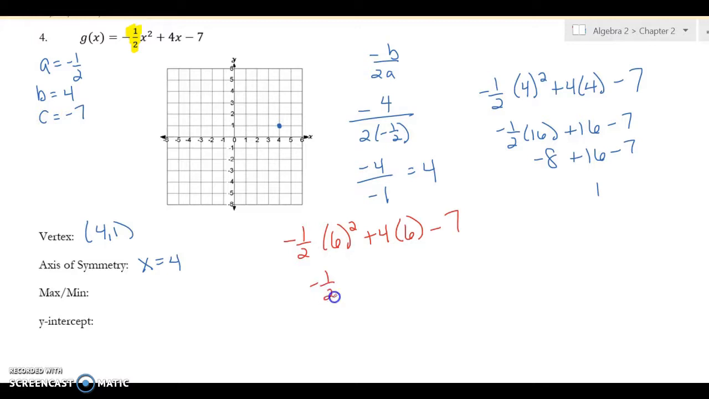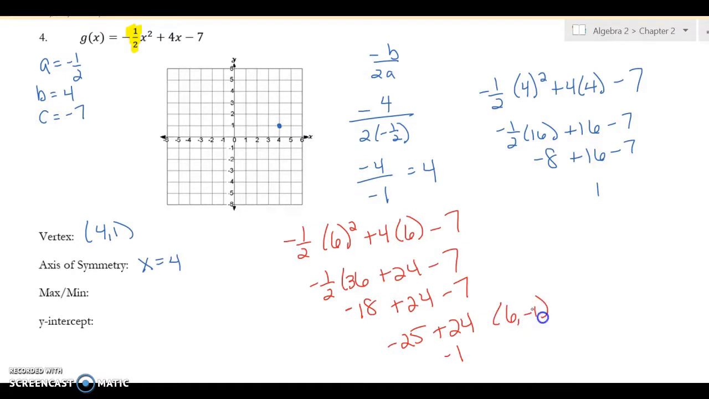6 squared is 36. And so that's negative 18 plus 24 minus 7. And negative 18 and negative 7 is a negative 25. So I get a negative 1. So I'm going to have 6, negative 1. And then I do the reflection because here's my axis of symmetry. And I do the reflection on this side.